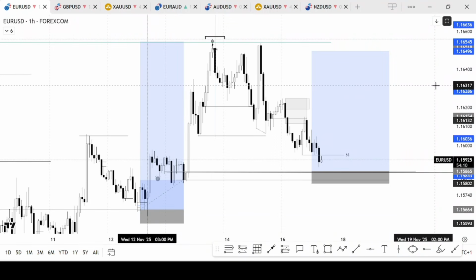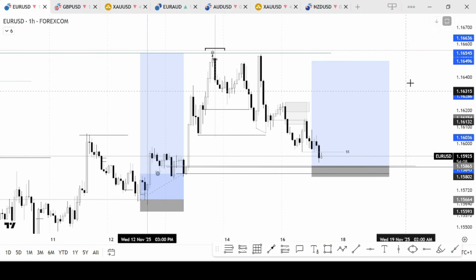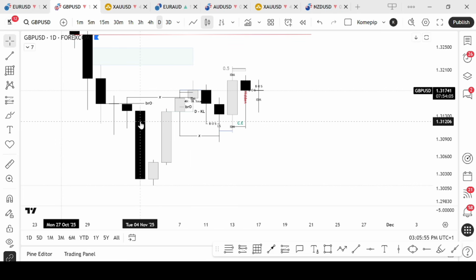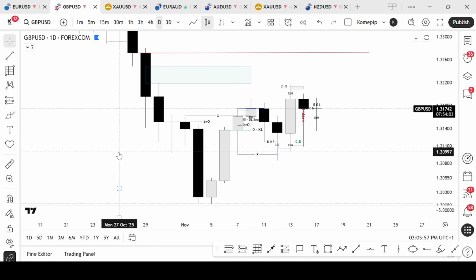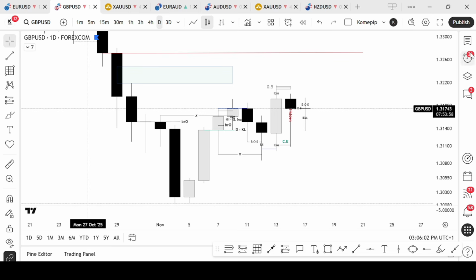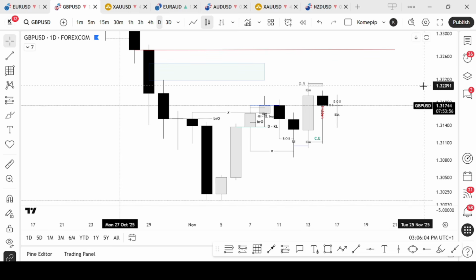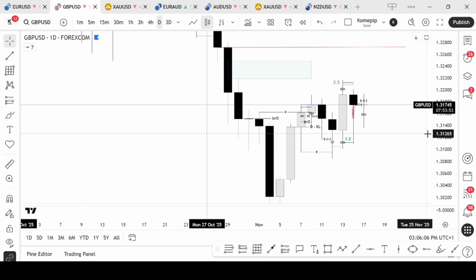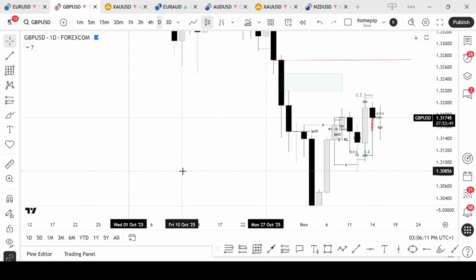Now the pair I actually want us to look out for is GBP USD. The reason is because I have a typical example of how I use this, so I decided to use this particular pair for this example. But the first thing that we must establish is the trend, and we are going to use the daily time frame for that.